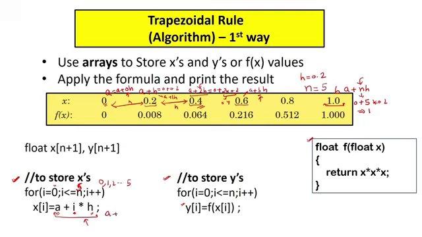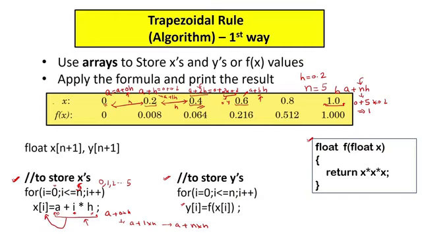That means it will be a plus 0h. Then in the next iteration, it will be a plus 1 into h. And at the last, it will be a plus n into h. In this way, all the values are getting stored inside your x array. Now coming to your y array.